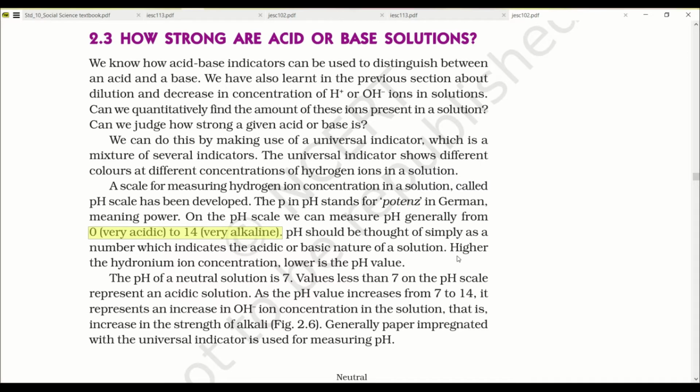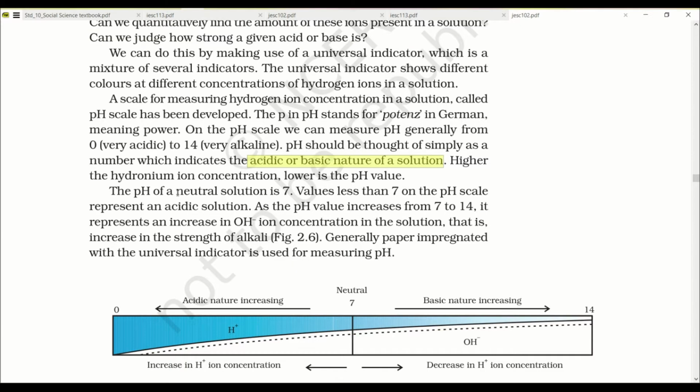pH should be thought of simply as a number which indicates the acidic or basic nature of a solution. Higher the hydronium ion concentration, lower is the pH value. The pH of a neutral solution is 7. Values less than 7 on the pH scale represent an acidic solution. The pH value increases from 7 to 14. It represents the increase in hydroxide ion concentration in the solution, that is, increase in the strength of alkali. Generally, paper impregnated with universal indicator is used for measuring pH.